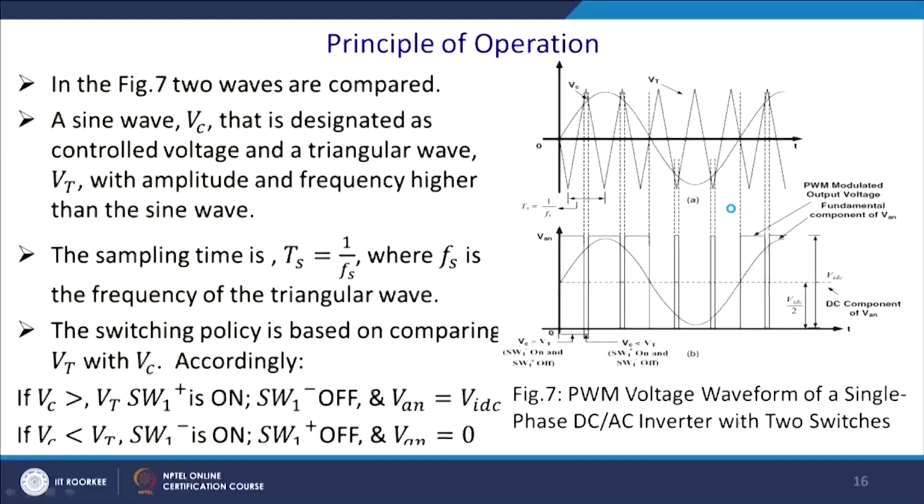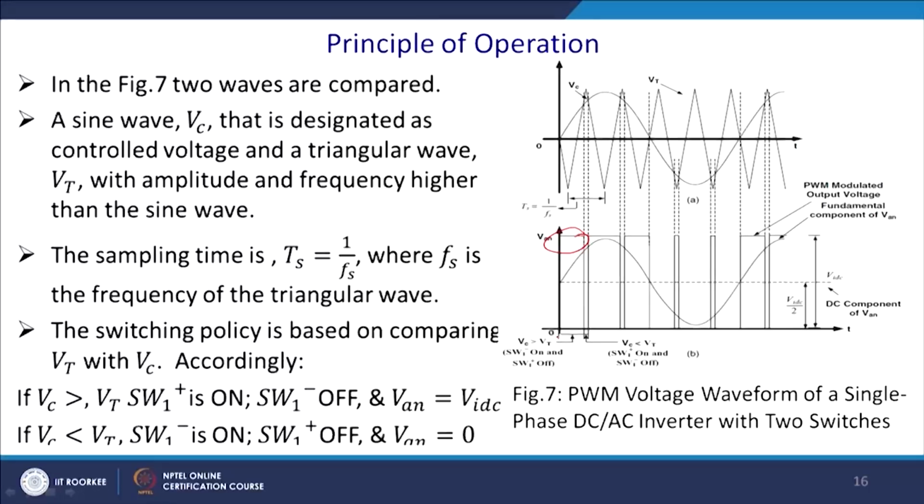So, for the principle of operation, you can have different kinds of PWM techniques. You can have a bipolar PWM controller, or you can have a unipolar PWM controller. Here it is a unipolar PWM controller. For this you can find that it is switching from plus VDC to minus VDC.